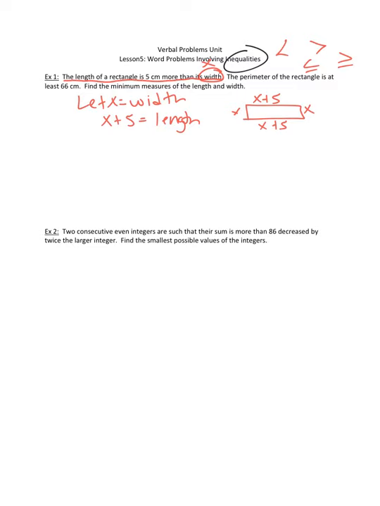The perimeter of the rectangle is at least 66 centimeters. So now we have this new piece of information where we say at least 66. Not equal to, but at least. So when you see at least, it's talking about greater than or equal to. So the perimeter, meaning all the sides added, which is 2 x's plus 2 x plus 5's, has to be at least, greater than or equal to, 66.